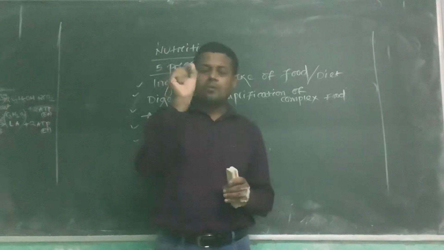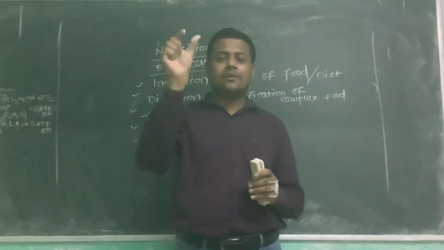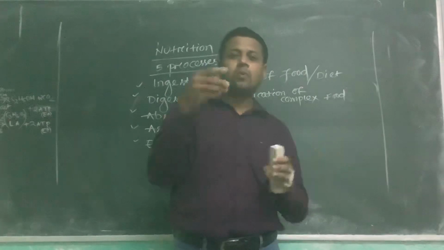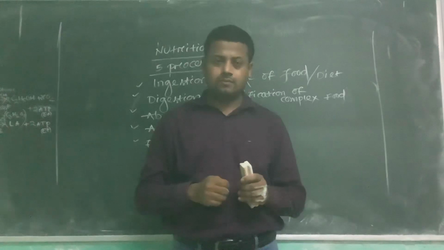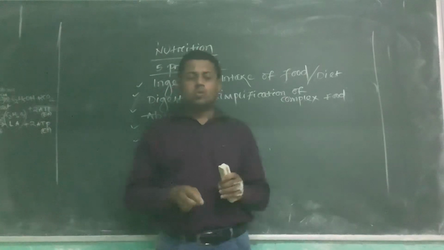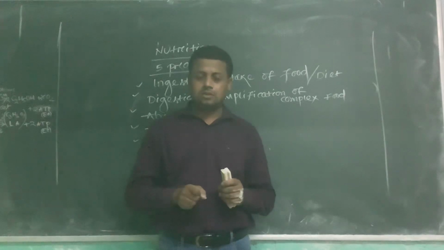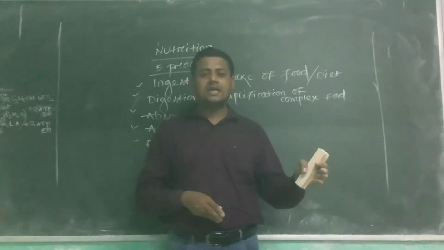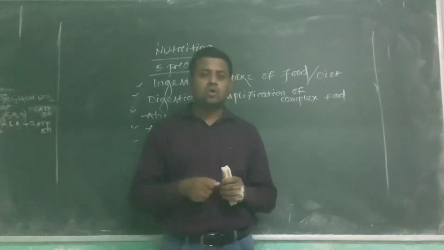So mostly, carbohydrate, protein and lipid are simplified inside the lumen or cavity of the alimentary canal. And then the simple form of those complex food materials is absorbed into the blood circulation. But vitamins, minerals and water, without any simplification, are directly absorbed into the blood circulation. So vitamins, minerals and water are the simple food components, but carbohydrate, protein and lipid are the complex food components.